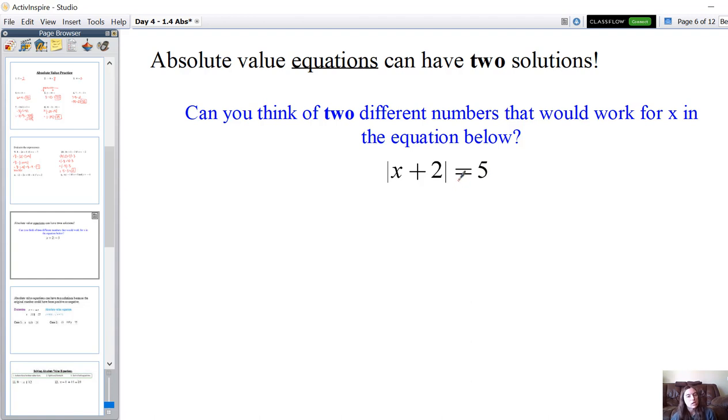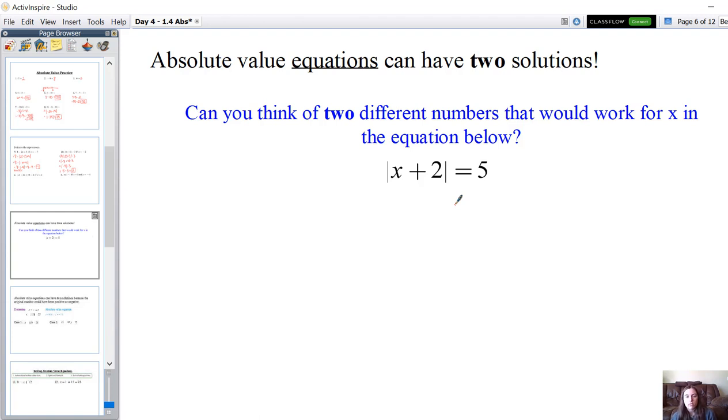So let's just think to ourselves first, what are two different values of x that when we substitute them in for x and add it to 2, that'll get us to 5. So think about that for a second, pause this video if you need to, and then come back and we'll see what those answers are.